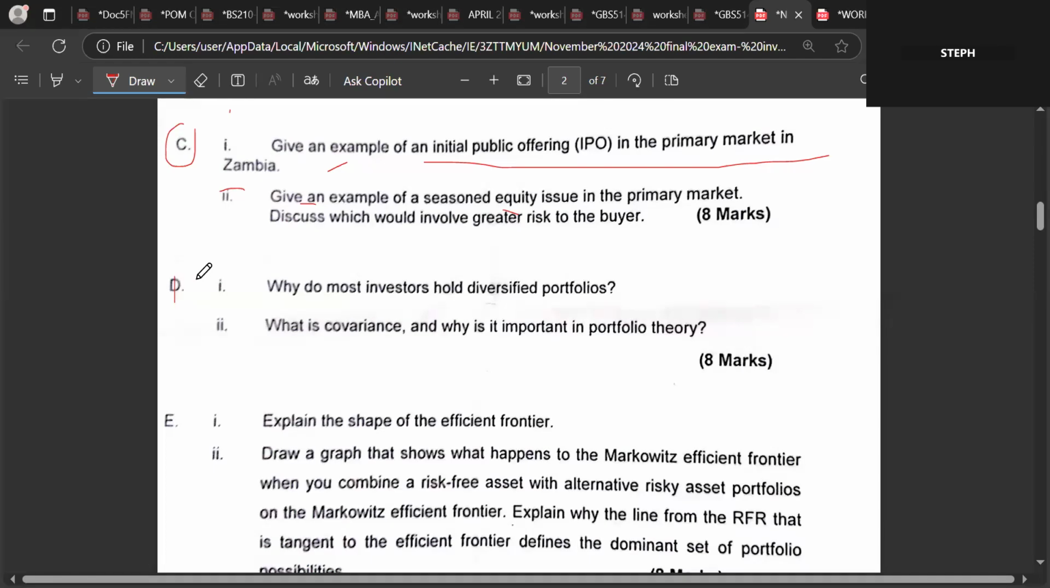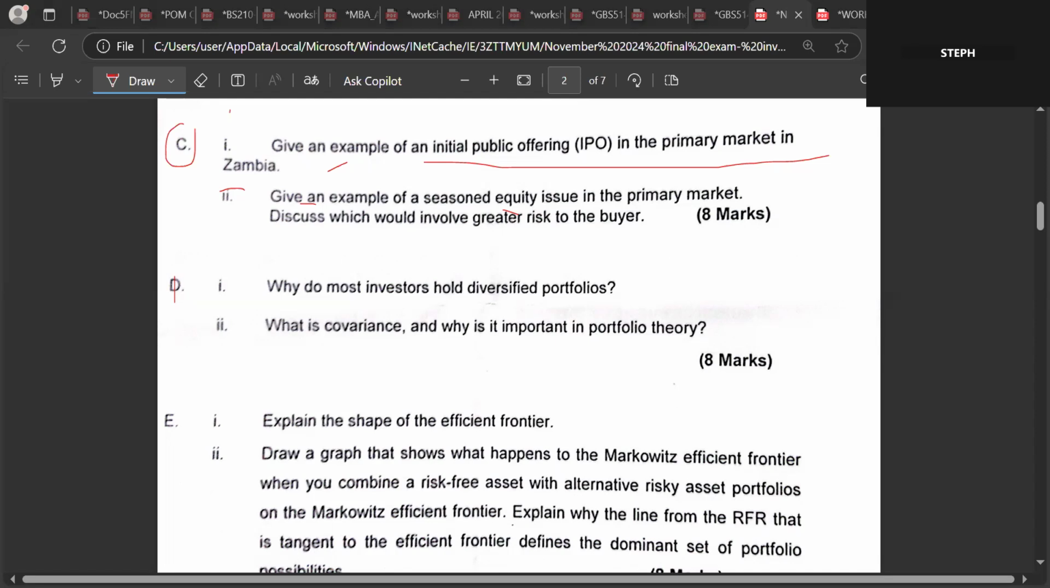Question D says, why do most investors hold diversified portfolios? Let's participate in this one. Why do people go for diversified portfolios? I'm just getting an answer from everyone. Why do most investors go for diversified portfolios? To spread the risk. Okay, risk reduction, yes. So diversification will minimize risk.